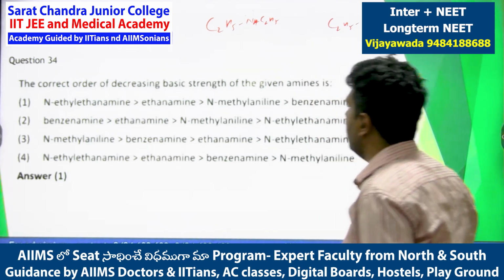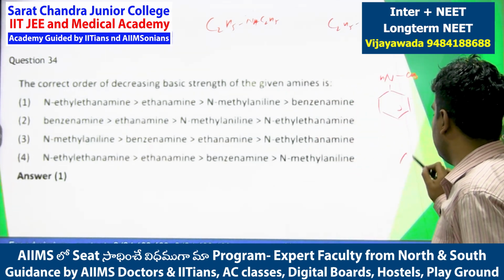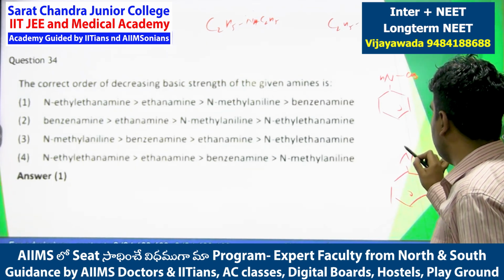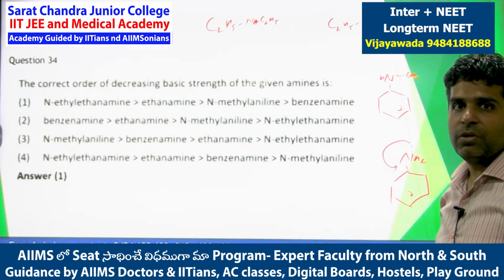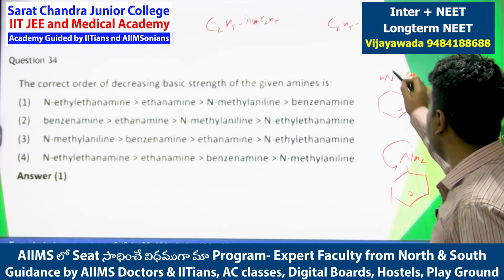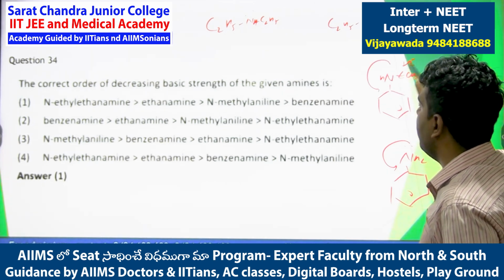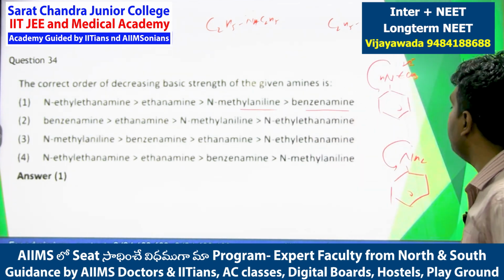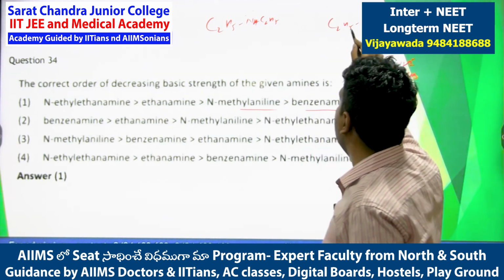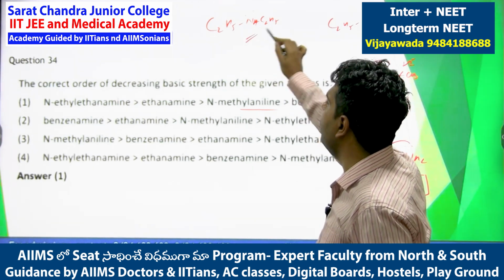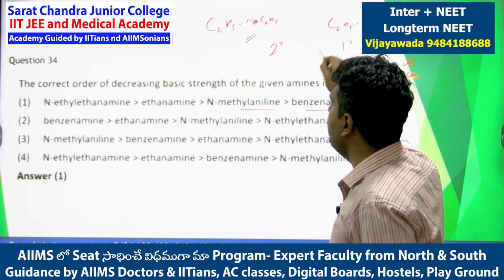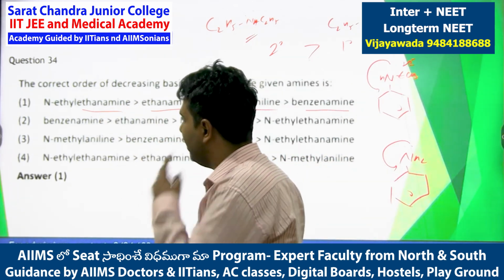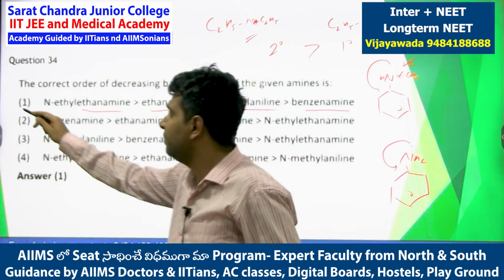We have to arrange them in order of their basic strength. Benzenamine is nothing but aniline. In aniline, the lone pair is involved in resonance, so it is less available, that is, less basic. But over here, because of the +I effect, N-methyl aniline will be more basic than aniline, that is benzenamine. Now this is a primary amine, this is a secondary amine. So a secondary amine will be more basic than a primary amine. So N-ethyl ethanamine is more basic than ethanamine. So this will be the correct order. First option.